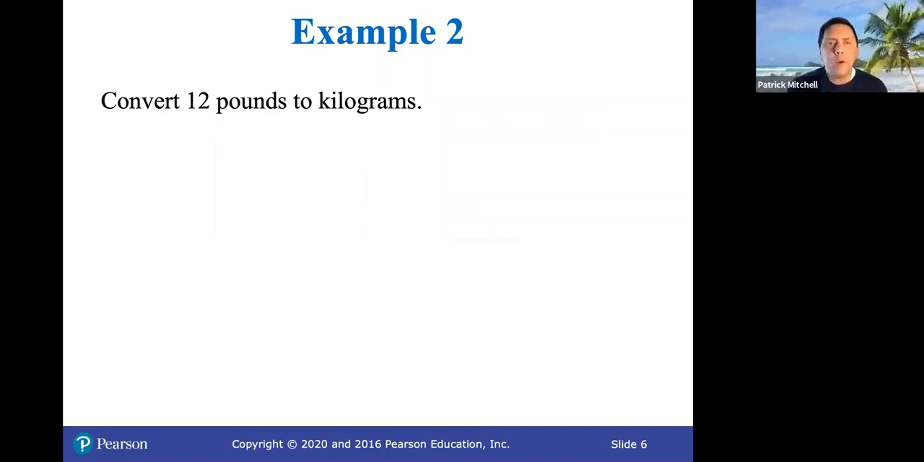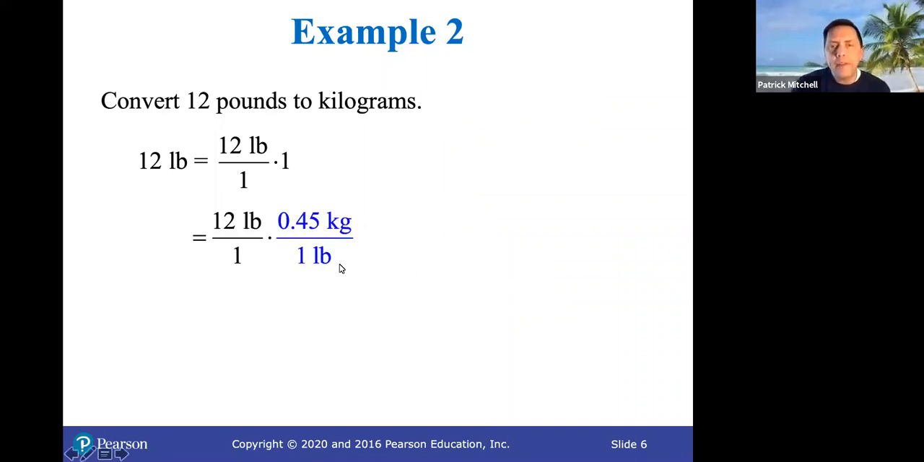Next, we're going to convert 12 pounds to kilograms. This is one that you could try if you're feeling frisky. All right, we're going to start by writing 12 pounds as 12 pounds divided by 1. And then from a couple slides ago, it said that 1 pound is about 0.45 kilograms. We're putting the pounds on the bottom because we want pounds to cancel, which means that the number of kilograms in 12 pounds is 12 times 0.45, which is about 5.4 kilograms.